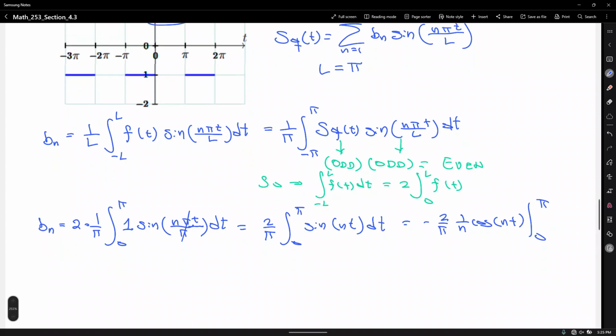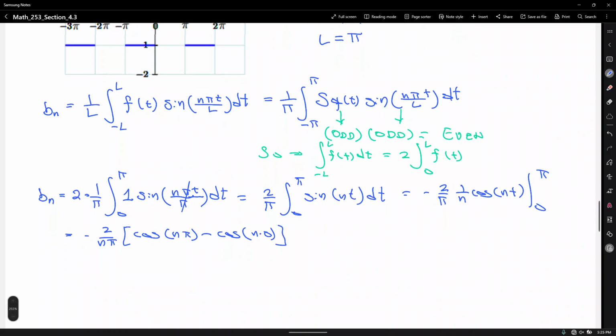Okay, so this would be equal to negative 2 over n pi times cosine of n pi minus cosine of n times 0. Okay, guys, what is cosine of n pi? Remember, that was the alternating factor, negative 1 to the n? Okay, so this will be negative 2 over n pi times negative 1 to the n.